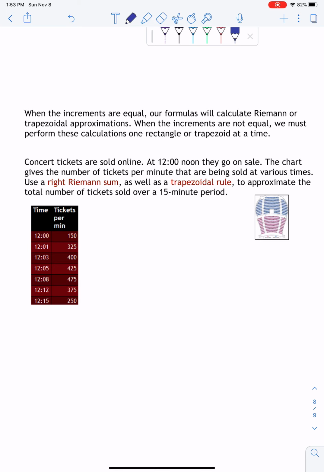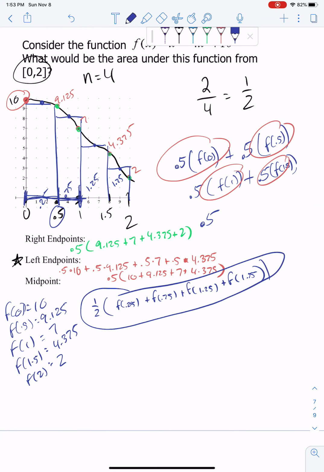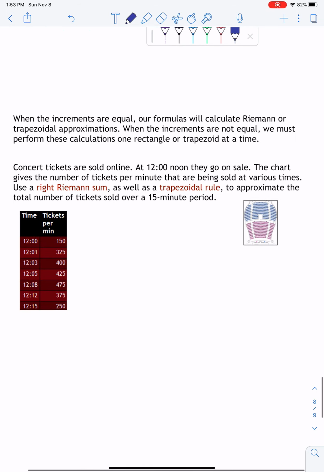Which just means that we can't use this shortcut. You can't do 0.5 times all of those. You have to actually calculate each rectangle separately and then add them together.